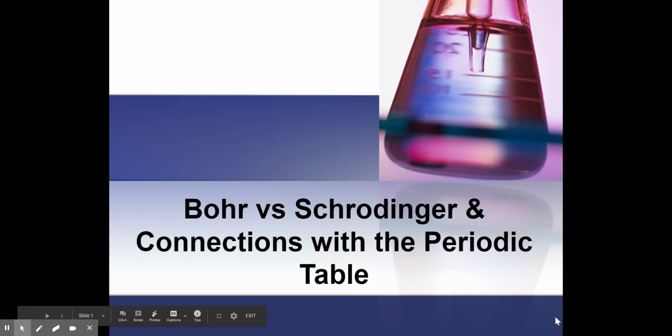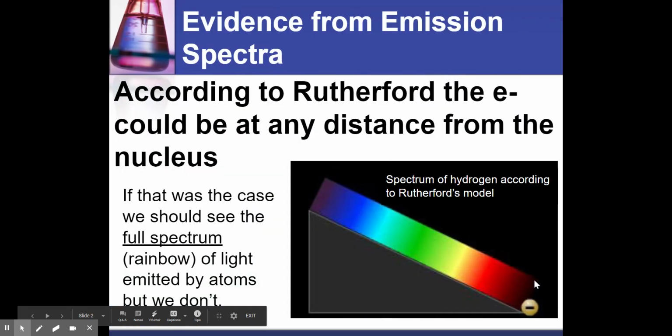Okay, so we wanted to finish up our discussion of the model of the atom. So from Bohr, we have some additional changes that were made to the model from Schrodinger. And remember, basically all of our evidence at this point is based on these emission spectra that are changing what we know about electrons. And so according to Rutherford, the electron would be at any distance from the nucleus.